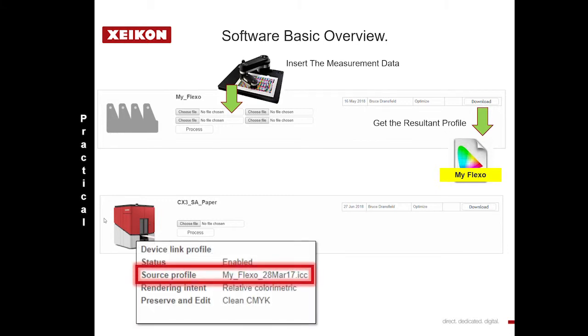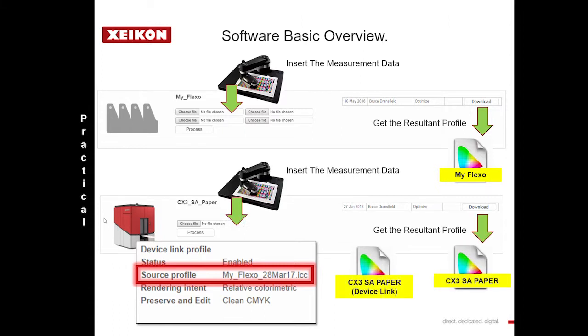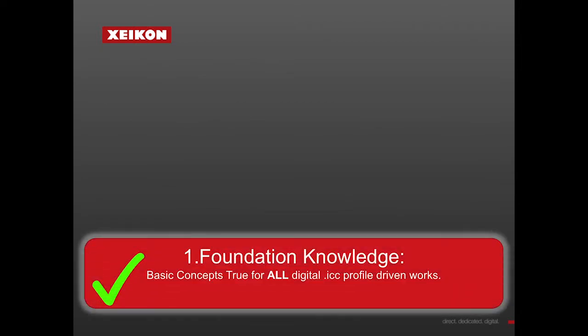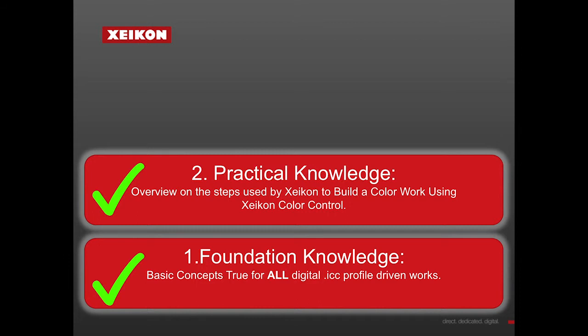We would also make a device link at this stage. This is for maybe some of the more technical people listening in, and we can make that from the reference profile we made above. And by uploading the measurement data, we will get a paper profile and a device link. For this presentation, I'm not going to go too deep into what a device link is. And so now we have the foundation. And the practical knowledge you need to understand is that we print, we measure, and we create a profile. These are the steps we need to undertake.